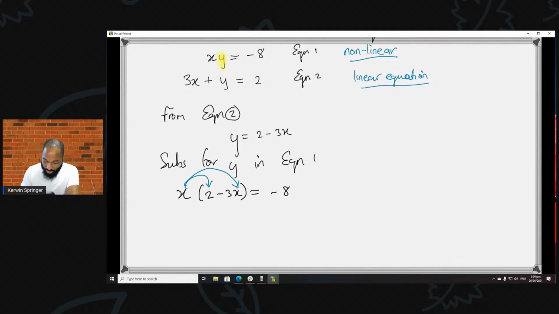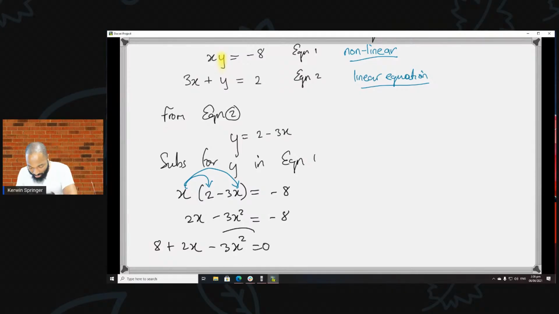That's why I'm talking about this, because you're going to end up with a quadratic. You have to multiply these things, and you'll get 2x minus 3x squared is equal to -8. And then, when you bring across the 8, you'll end up with 8 plus 2x minus 3x squared is equal to 0. Or some of you don't like this negative coefficient here. I hate to see it.